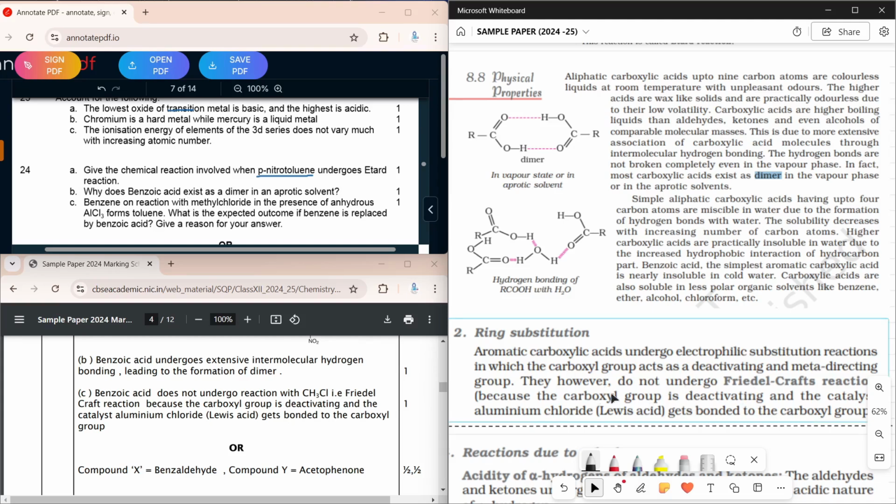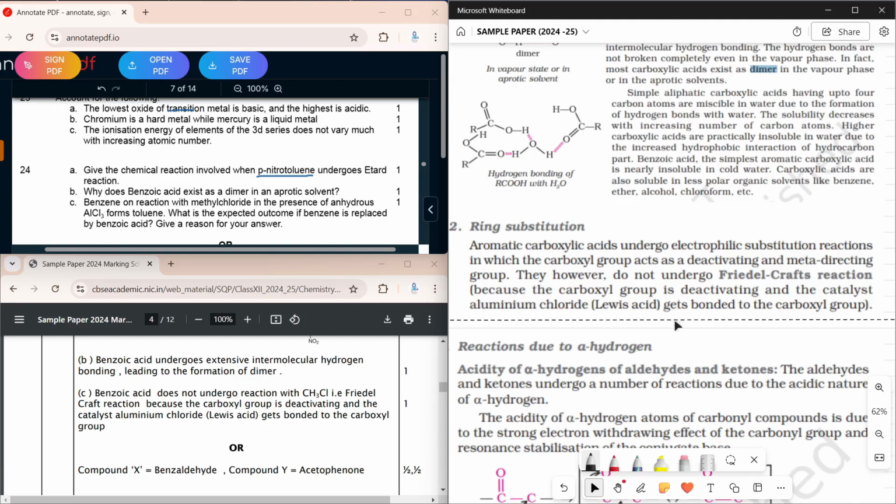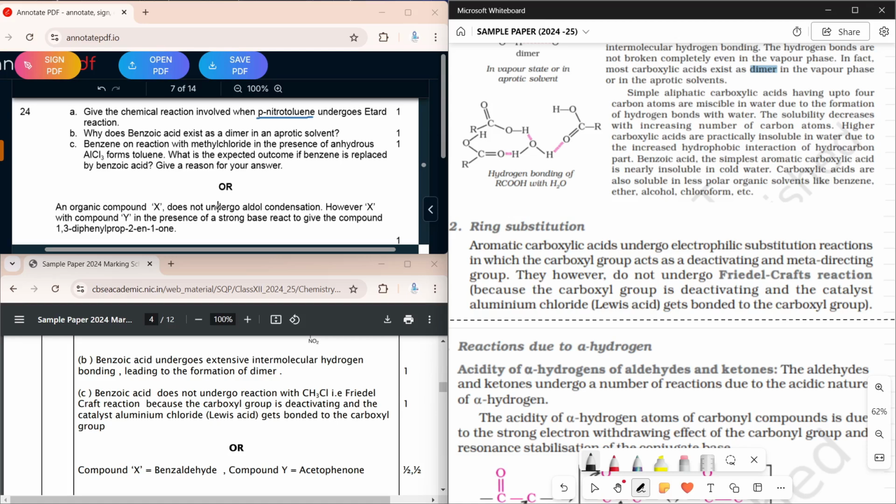Aromatic carboxylic acids undergo electrophilic substitution reaction in which the carboxyl group acts as a deactivating and meta-directing group. They do not undergo Friedel-Crafts reaction because the carboxyl group is ring deactivating, and the catalyst aluminium chloride bonds with the carboxyl group. Because of these two reasons, it does not undergo Friedel-Crafts reaction. As long as you mention these two reasons, you should be fine. I'm pretty sure Friedel-Crafts reaction is in the chapter haloalkanes and haloarenes. If I'm not wrong, it's one of the preparation methods of haloarenes. Again, you can for sure correct me. It's perfectly fine.